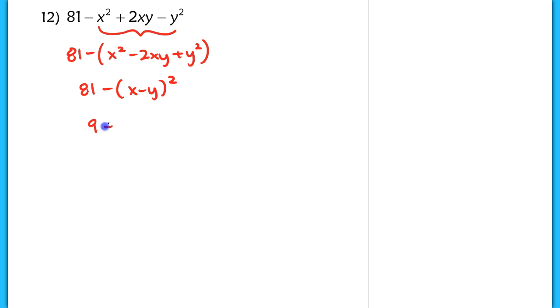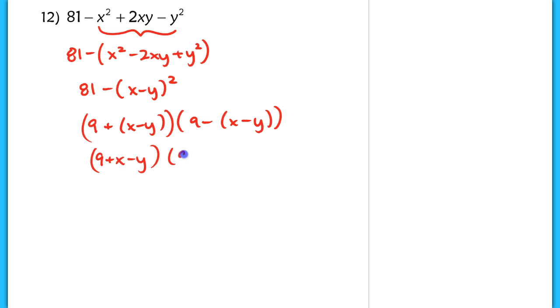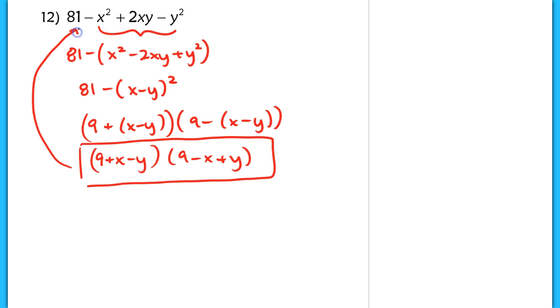So we have 9 plus x minus y, and 9 minus the quantity x minus y. So if we simplify, we have 9 plus x minus y, and 9 minus x plus y. So make sure you're always distributing the negative correctly, and that would be my factored form of 81 minus x squared plus 2xy minus y squared.